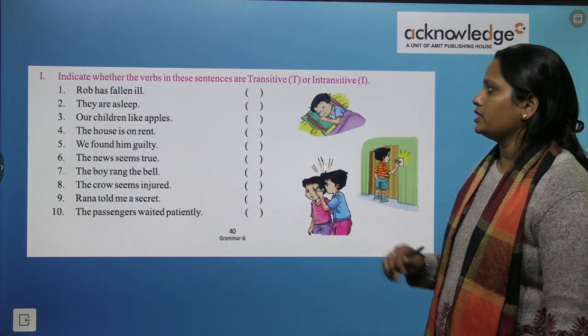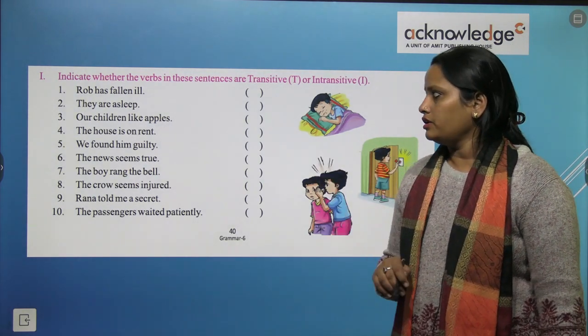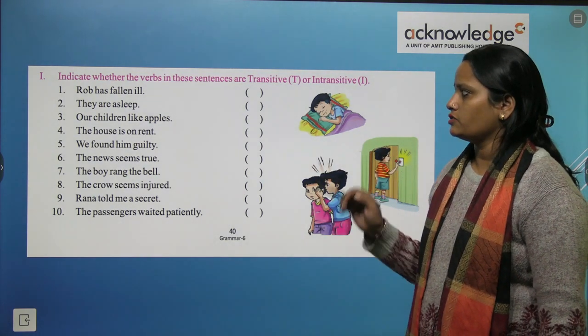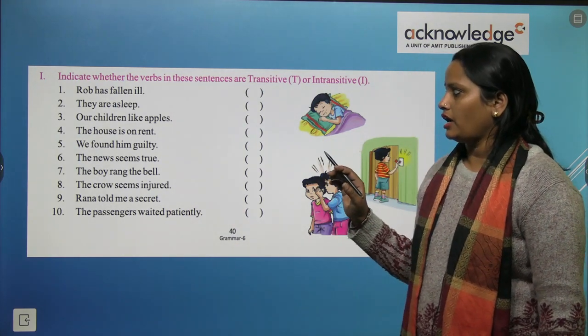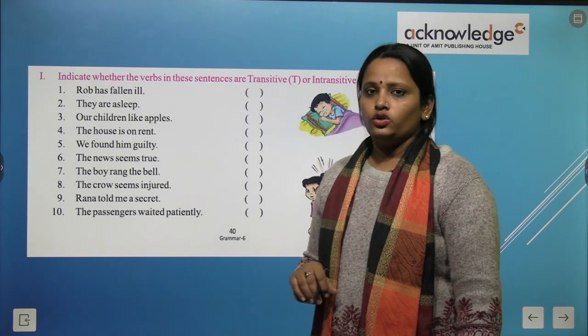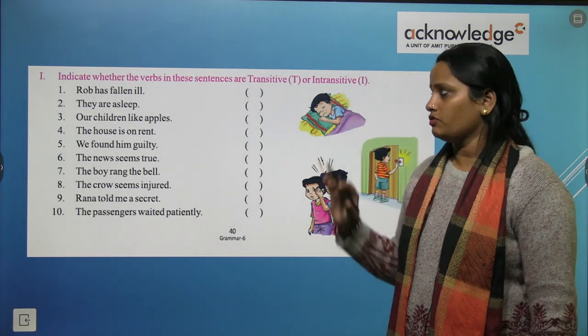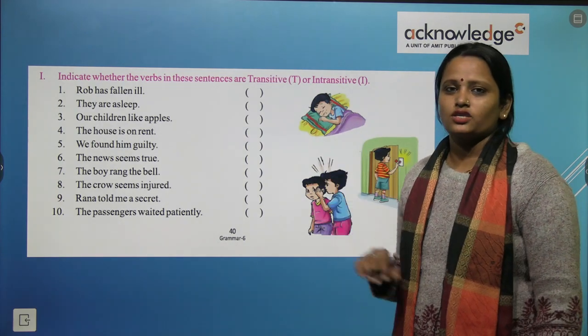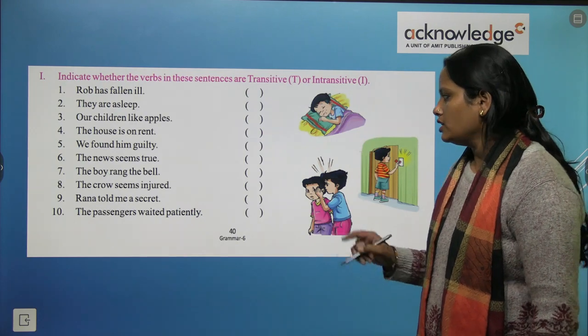Indicate whether the verbs in these sentences are transitive or intransitive. Rob has fallen in. So here we have used has and fallen, both are used here. So we have to see whether it is transitive or intransitive. So you have to do this exercise on your own because we have done many exercises related to transitive and intransitive.